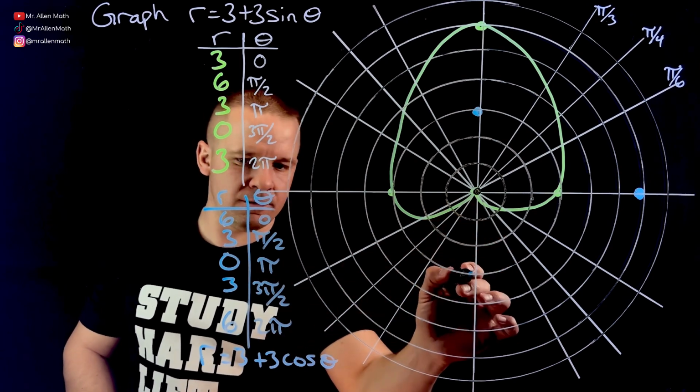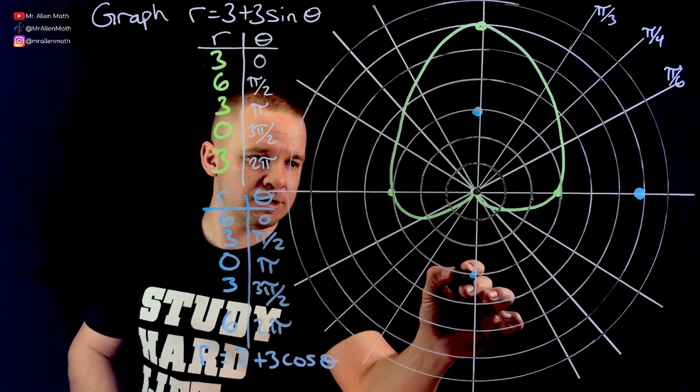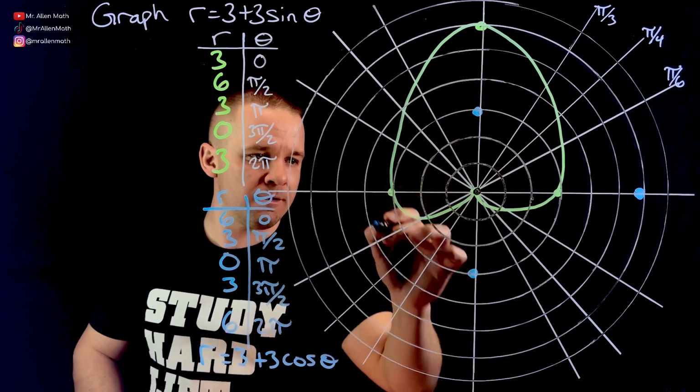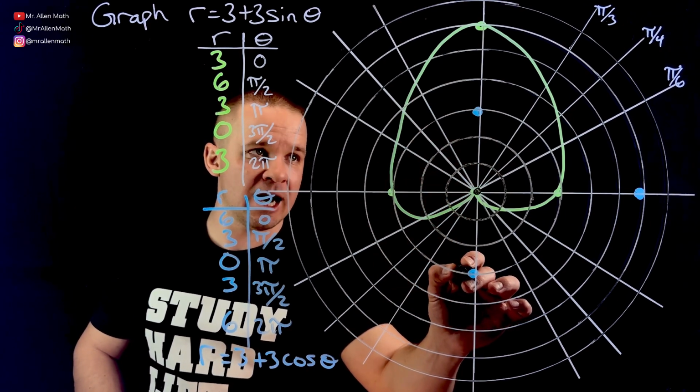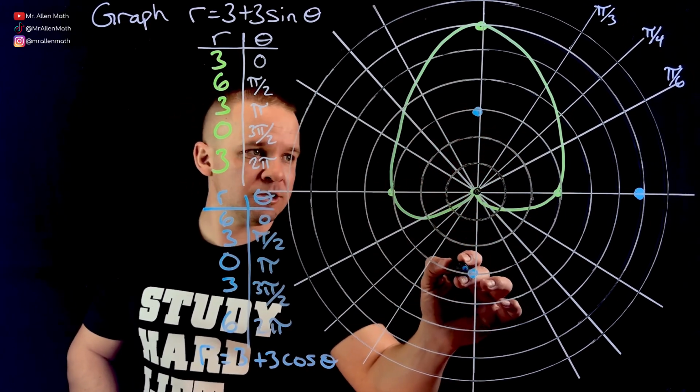At 3 pi over 2, it's 3. Yeah, 3 pi over 2 is 3, right? So we're rotating 3 pi over 2. We land at 3. If it was negative, you'd have to reflect over. And then at 2 pi, it's back at 6.